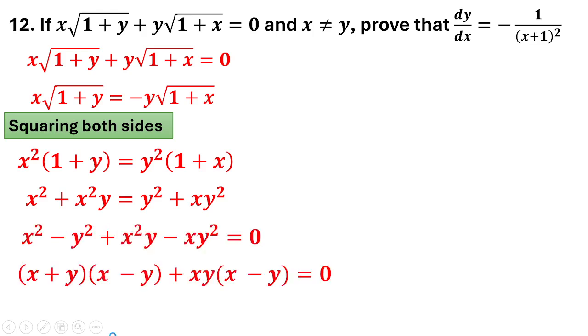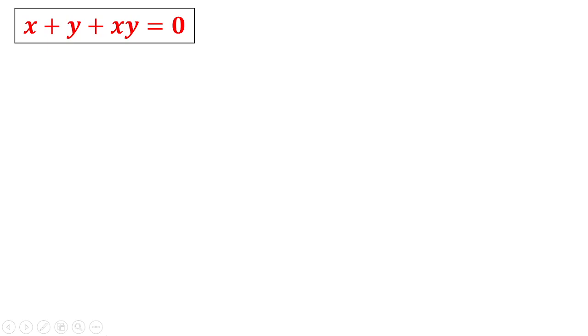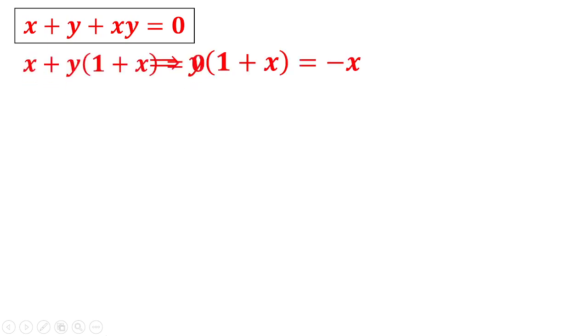Then I am substituting for x square minus y square as x plus y into x minus y. Take x minus y outside. Then x plus y is equal to 0. All of you know that, because x is not equal to y, therefore x minus y is not equal to 0. Therefore x plus y plus xy is equal to 0. Now you do the differentiation. It is very easy now.